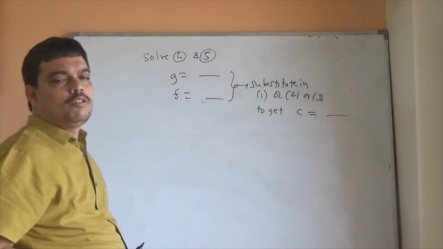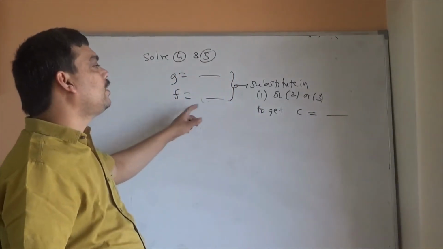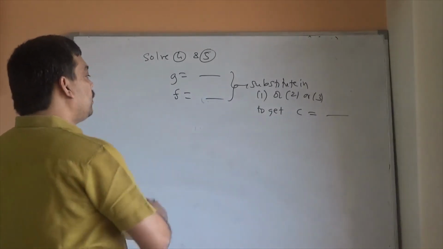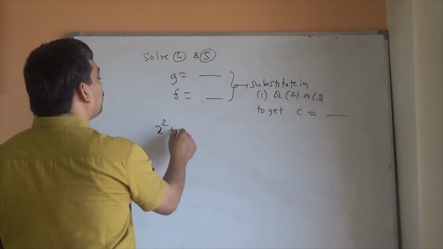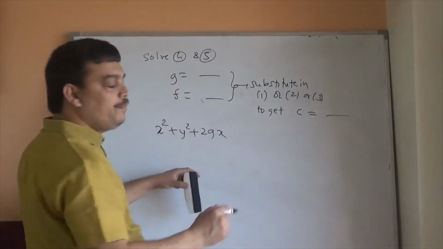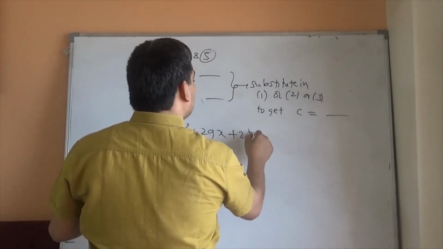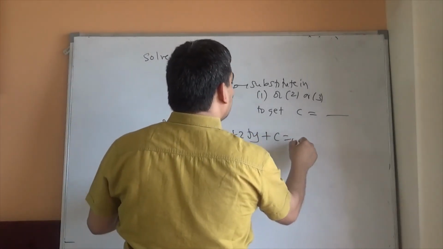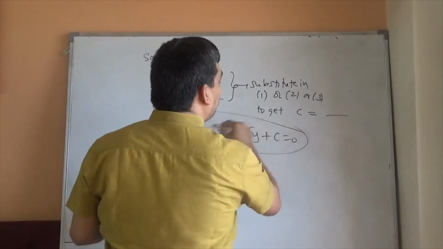Once you get the value of g, the value of f and the value of c, we can substitute them in the general equation of the circle. So how do you write the circle? x square plus y square plus 2gx, this value of g you write here, plus 2fy, the value of f which you got you write here, plus c equal to 0. So that's how you can write down the circle.